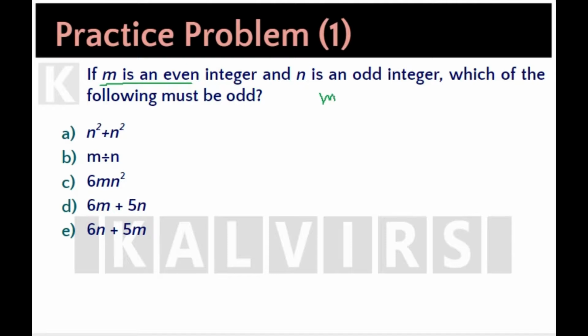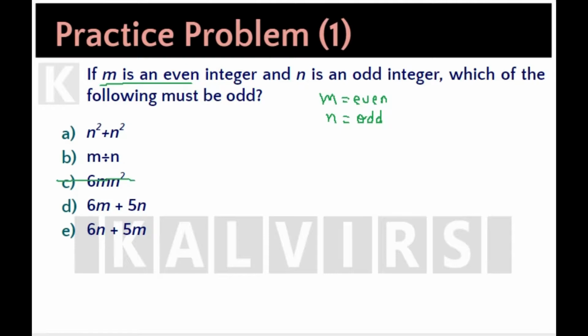M is an even integer and n is an odd integer. Which of the following must be odd? Letter C is the first one to be discarded because such product is an even number, since 6 is even and m is even as well. So this cannot be our answer.